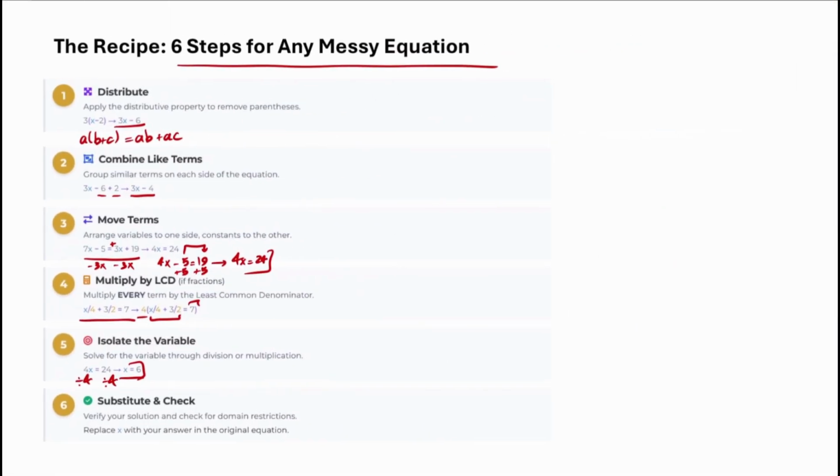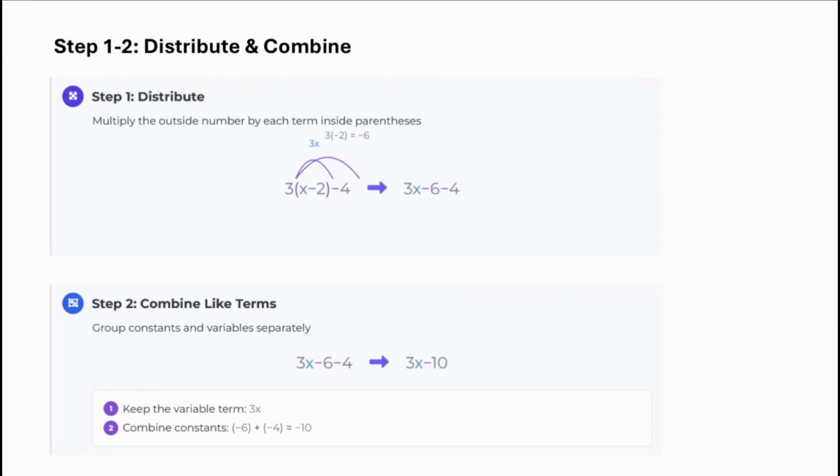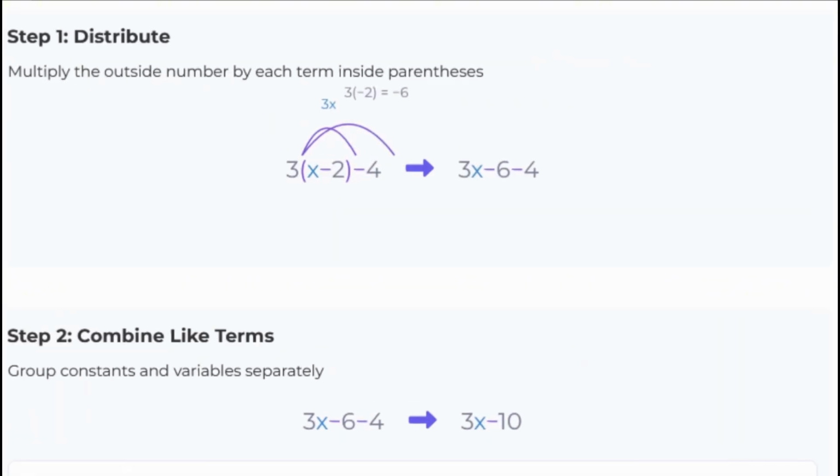So let's start with the very first example, which would be about distribute and combine. So how can we do that? Again, for distribute and combine, we are talking about it based on the rule that A times (B plus C) equals AB plus AC.